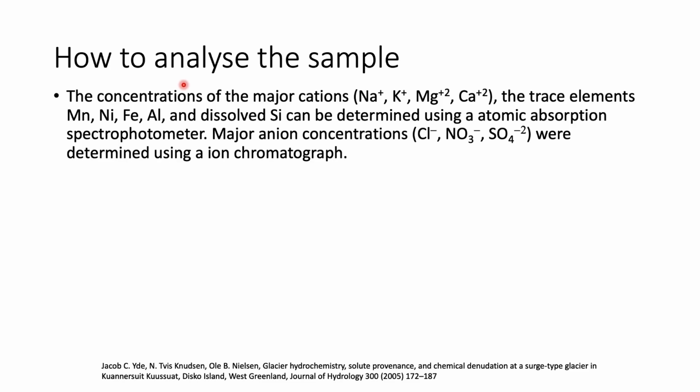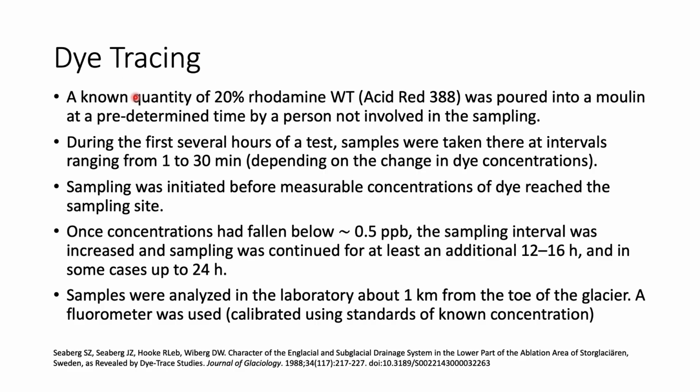So how do we analyze the samples? Basically the concentrations of the major cations Na+, K+, Mg2+, Ca2+, the trace elements manganese, nickel, iron, aluminium, and dissolved silicon can be determined using AAS, atomic absorption spectrophotometry. Major anion concentrations, that is chloride, nitrate, and sulfate, were determined using ion chromatography. So these are the two ways by which the cations and anions present in the water samples can be analyzed. There is a major method which people generally use, that is called dye tracing.